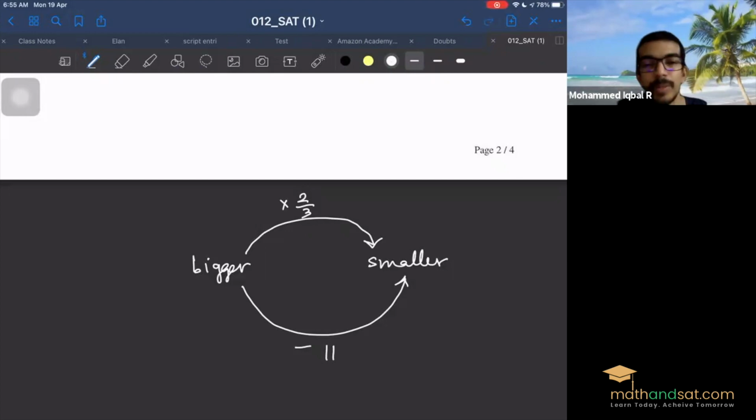The difference between the bigger number and the smaller number is what? 1/3 of the bigger number, because the smaller number is 2/3 of the bigger number. So the bigger number minus the smaller number is 1/3 of the bigger number, and that is given to be 11. So the bigger number is actually 11 times 3, which is 33. I'm just trying to give an idea of how the numbers actually work out. If it's too difficult for you, you can actually do the math and get the answer. That's also fine.